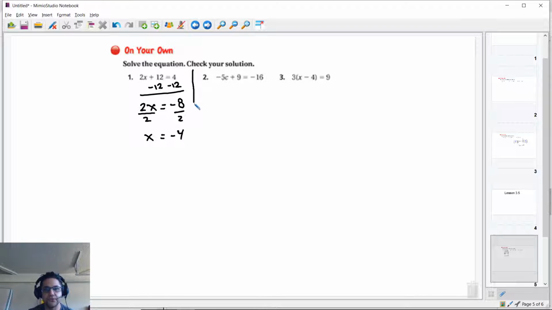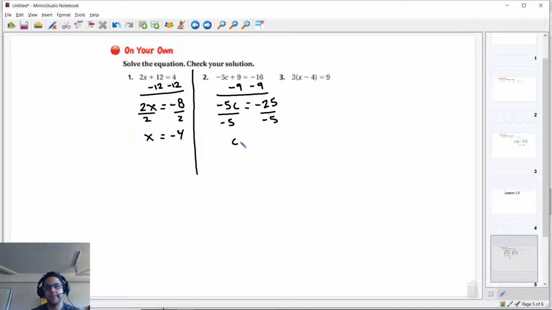All right, next one. Subtract 9 from both sides. Negative 5c is equal to negative 16 minus 9, which is negative 25. Divide both sides by negative 5. It's just one step after another. Building mastery, fluency, whatever word you like to use, meaning you can do it quickly. Negative divided by negative is positive 5. Every time.